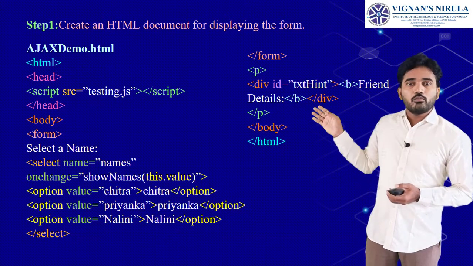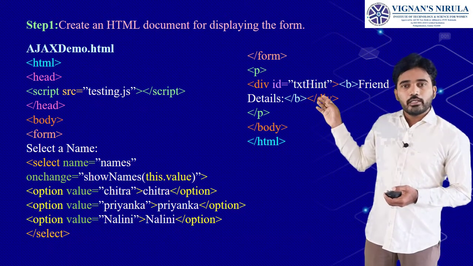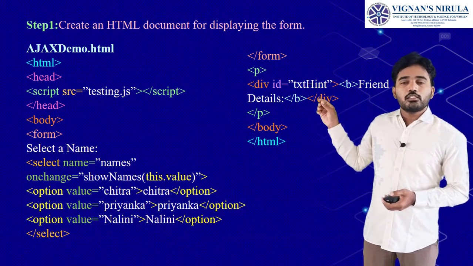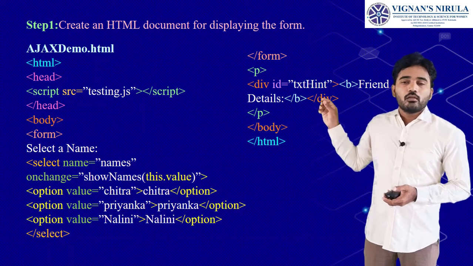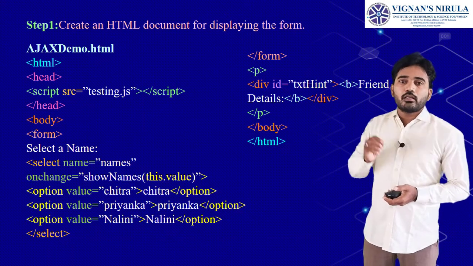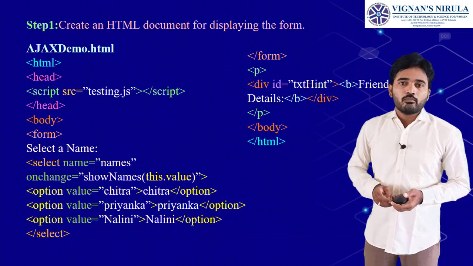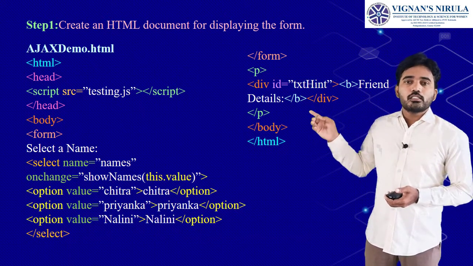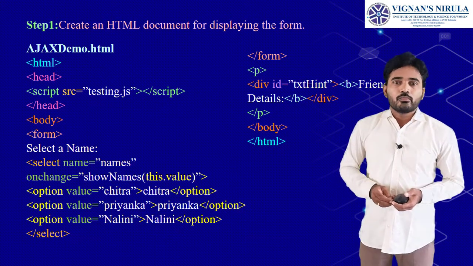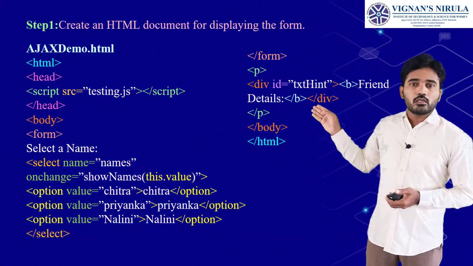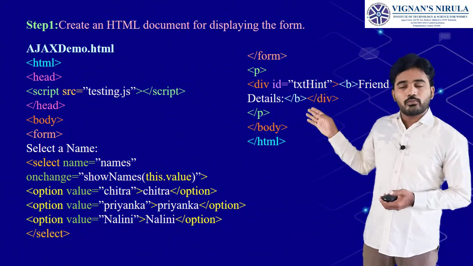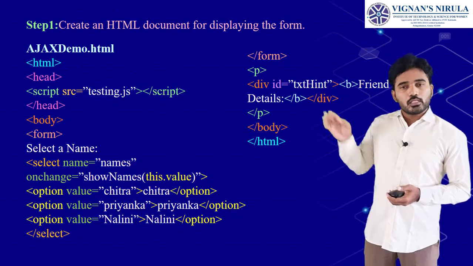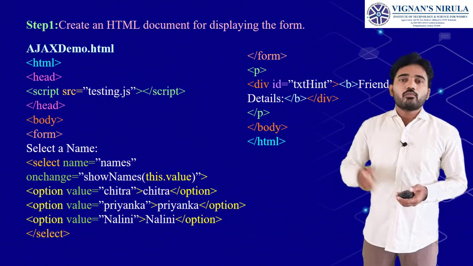Inside the form we have created a select box with the text "select a name", where we are writing onchange equals showNames, a function with the selected name as a parameter by using this.value. Remember that showNames is a function which is written inside the testing.js file. Here 3 options are written, and thereafter you close the select, where all the names are written inside those options with respective values.